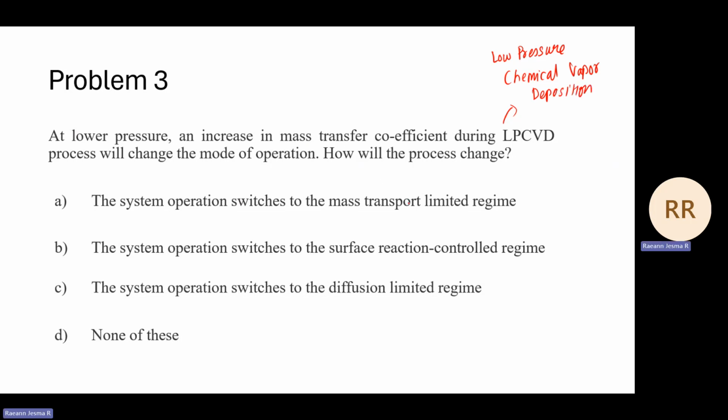So there are different types of CVD based on either what kind of pressure you are operating at, you are doing the chemical reaction, and also what kind of energy you are supplying in order to bring about the chemical reaction. Among that, LPCVD is one of them. So here it is mentioned that you are operating it at lower pressure, and in the name also it is low pressure CVD. What is asked is an increase in the mass transfer coefficient will change the mode of operation. How will the process change?